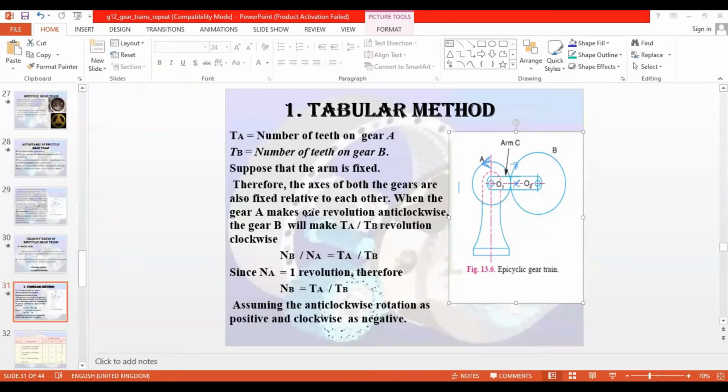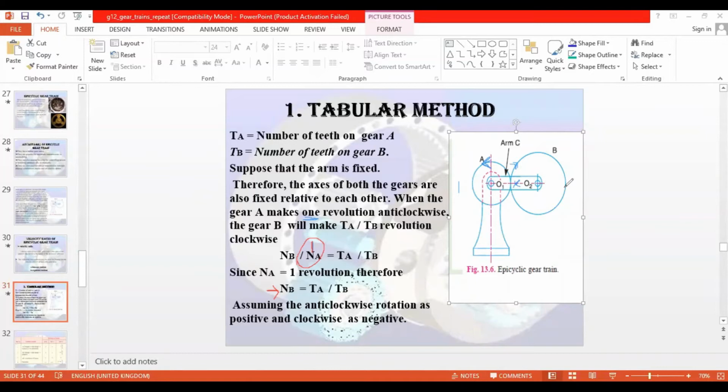Here, it is given that the gear A makes one revolution. So instead of NA, I'm going to put 1, because that's how it's given. So now my equation is NB upon 1 is equal to TA upon TB, so NB is equal to TA upon TB, since NA is equal to 1. So the speed of gear B is equal to TA upon TB. That's what is mentioned: when the gear A makes one revolution anti-clockwise, the gear B will make TA by TB revolution clockwise.